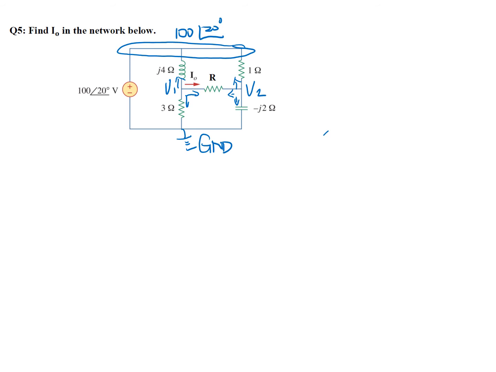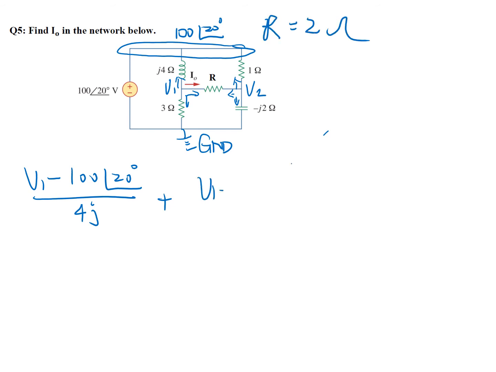So let's write the KCL equations. For node 1: (V1 minus 100∠20°) divided by 4j, plus, we assume R is equal to 2 ohm for this question, so that's (V1 minus V2) over 2, plus (V1 minus 0) divided by 3 is equal to 0.